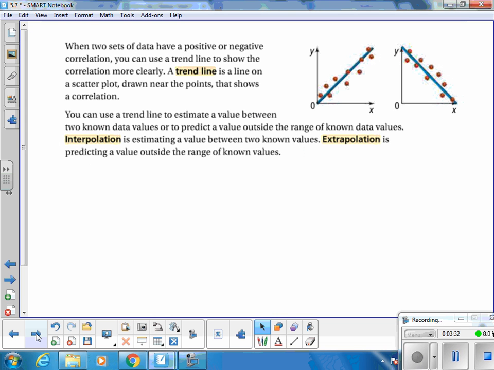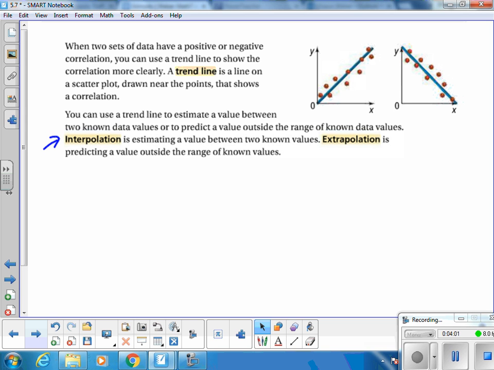When two sets of data have a positive or negative correlation, you can use a trend line to show the correlation. And I've been drawing that in blue. A trend line is that line on the scatter plot. It's getting us close. I'm going down the middle as close as possible. You can use a trend line to estimate the value between two known data values to predict it. And notice I'm kind of creating a linear relationship. I'm drawing a linear line in this situation.